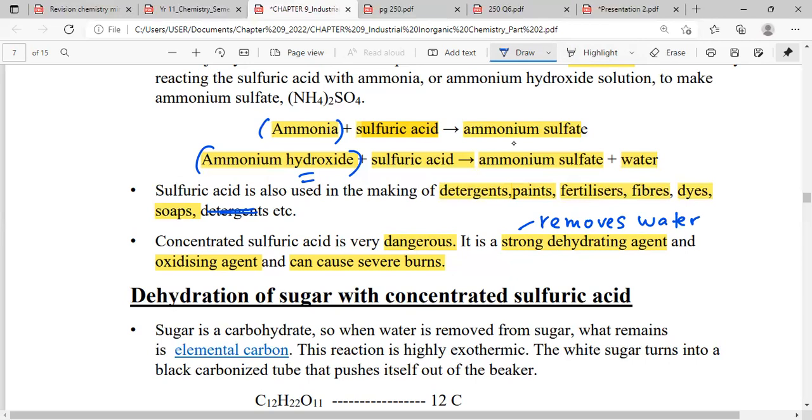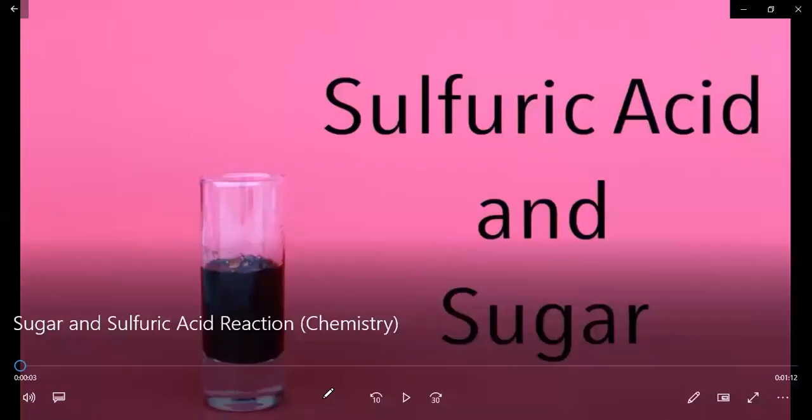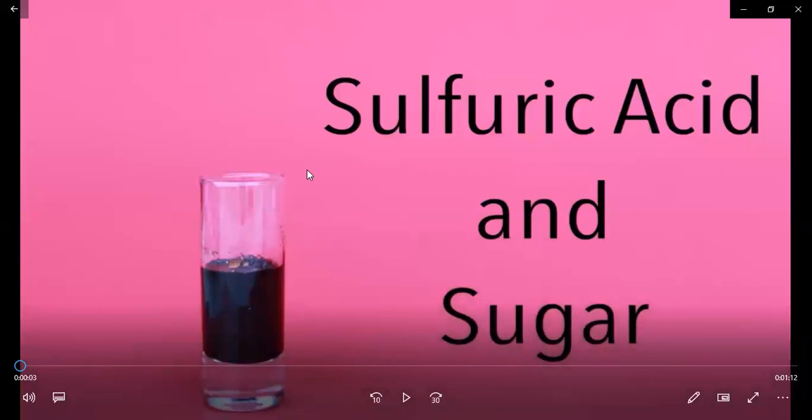Is that clear? Okay, I will show you a video which shows the dehydrating property of concentrated sulfuric acid. So you watch the video carefully, observe the color change and so on. Then we will go to the equation. Are you able to see the screen, students? The one that shows sulfuric acid and sugar? Okay, good.